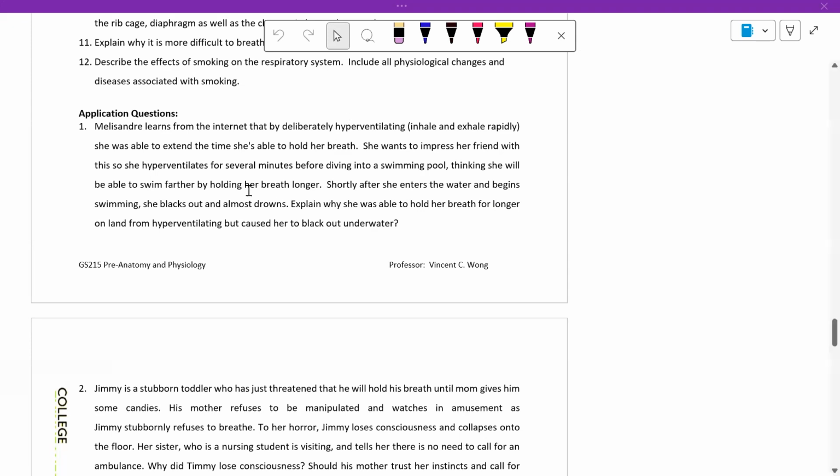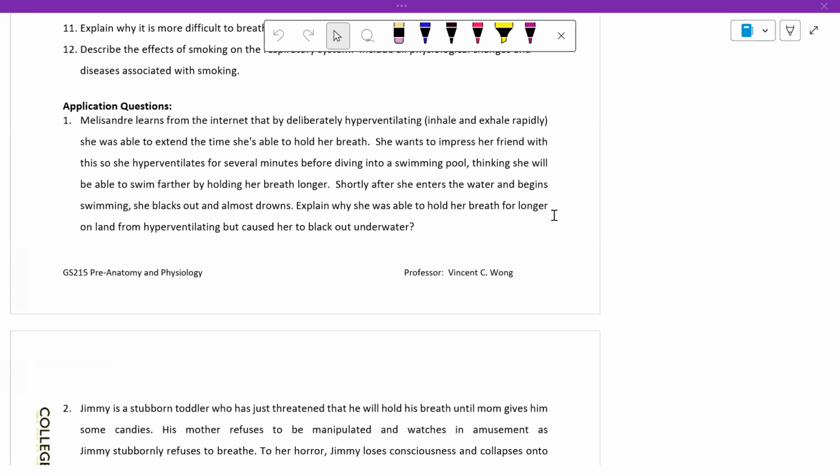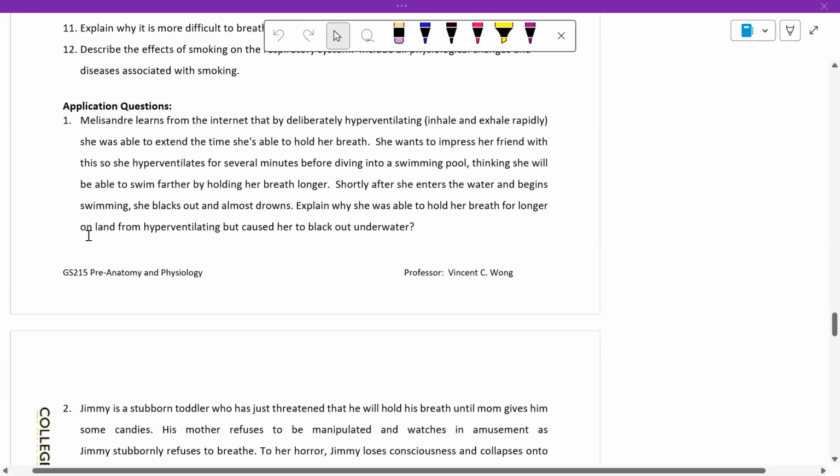Melisandre learns from the internet that by deliberately hyperventilating, inhaling and exhaling rapidly, she was able to extend the time she's able to hold her breath. She wants to impress her friend, so she hyperventilates for several minutes before diving into a pool, thinking she will be able to swim farther by holding her breath longer. Shortly after she enters the water and begins swimming, she blacks out and almost drowned. Explain why she was able to hold her breath for longer on land.